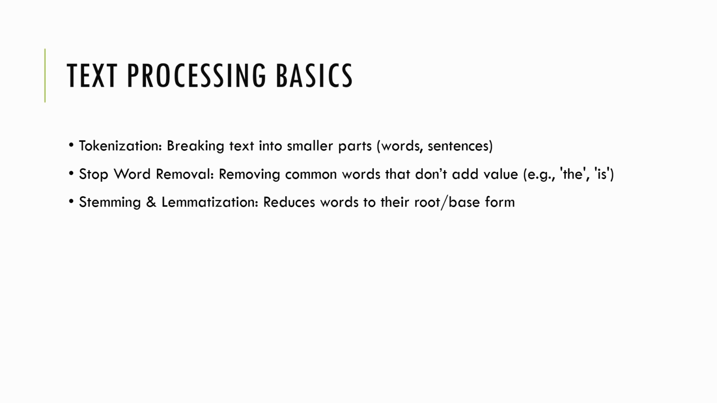Let's break down some key text processing steps. First, we have tokenization, where we split text into smaller units like words or sentences. Then we remove stop words, the common words like "is" or "the" that don't carry much meaning. Stemming and lemmatization are the next steps, where we reduce words to their base or root form. For example, running becomes run. This helps simplify the language for processing.